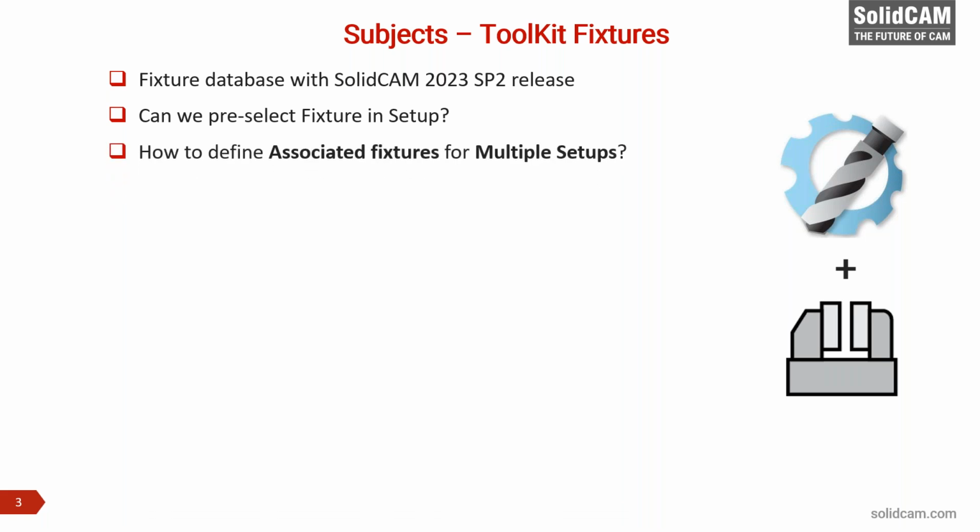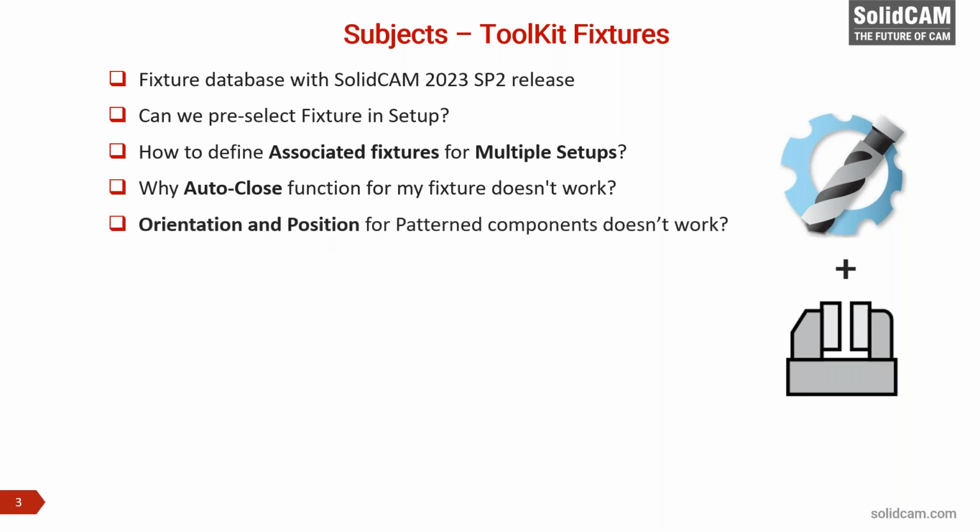How to define an associative fixture for multiple setups when you have 2 or 3 setups. In specific cases, we got feedback that the auto close function was not working, so let's figure out what the reason was and how to avoid these situations. We have orientation and position: how to use it for pattern component and why it doesn't work in some cases.